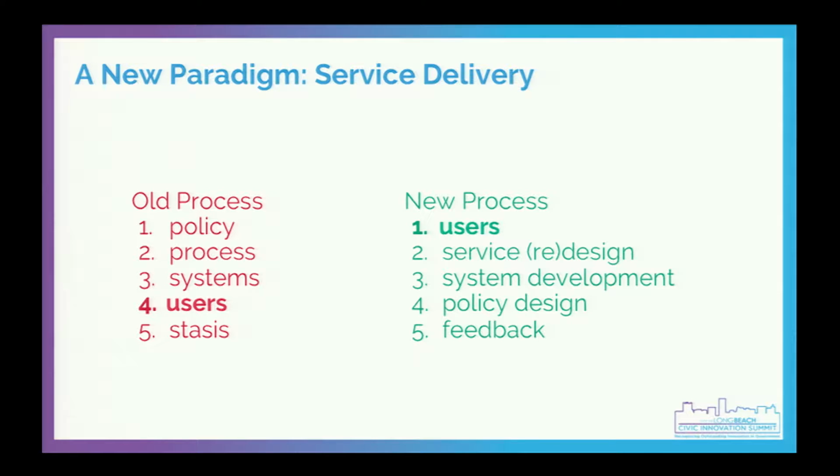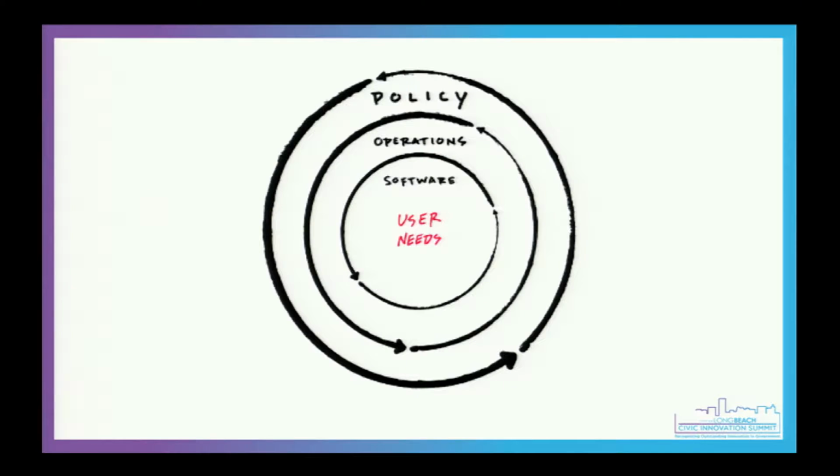So those are kind of opposite concepts. So instead of reasoning from policy down to a particular system, we want to start in the middle of this. Start with, what does the user want? And then find the software that supports that, the operations that support that, and the policies that make all of that possible. So it's a very different way of thinking.